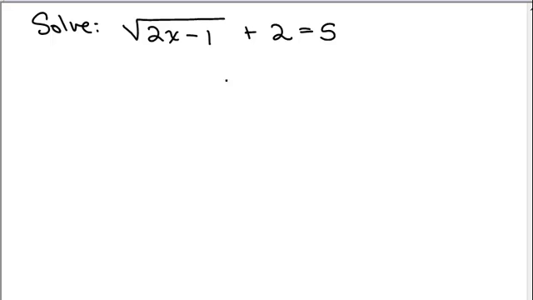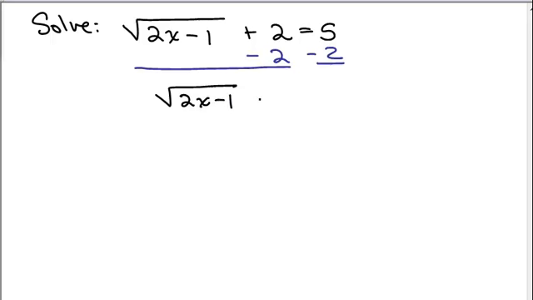All right, to solve a square root equation, that means an equation with a variable within a square root, we want to isolate the square root. So our first step in this problem would be to subtract 2 from both sides, so that we would get the square root of 2x minus 1 isolated on one side of the equation. Then we can square both sides.